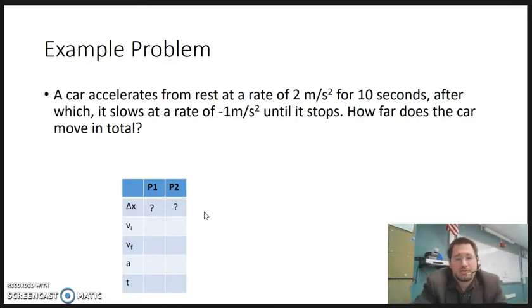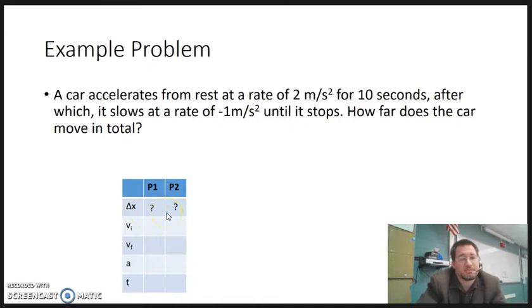As you can see, our data table is now a little bit different than it was before. Our data table now involves part 1 and part 2. So we can separate these things into two separate sections. The first section would be when you have one acceleration. The second section would be when you have a different acceleration. In this one, we're asking how far does the car move in total? And you can see that by the question marks that I've already marked here for the displacements.